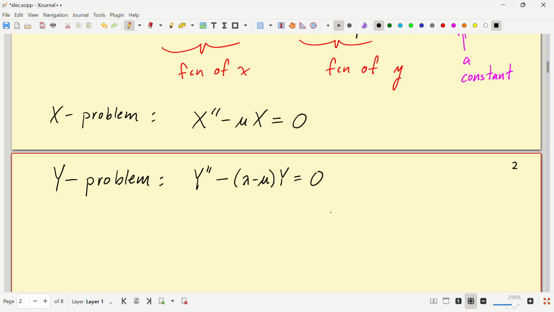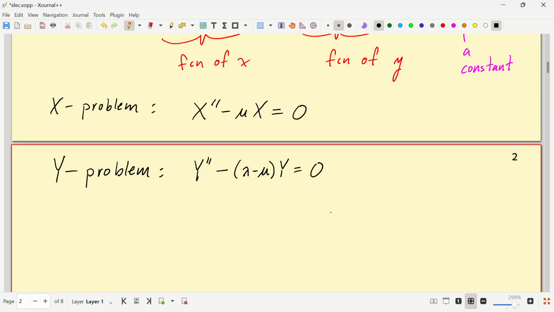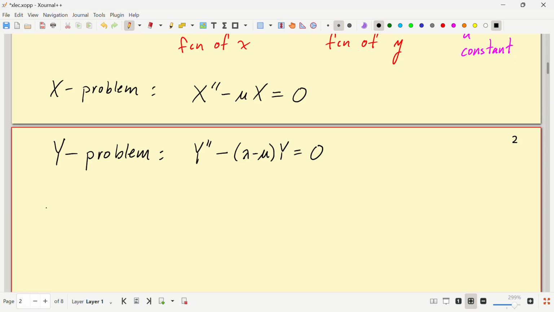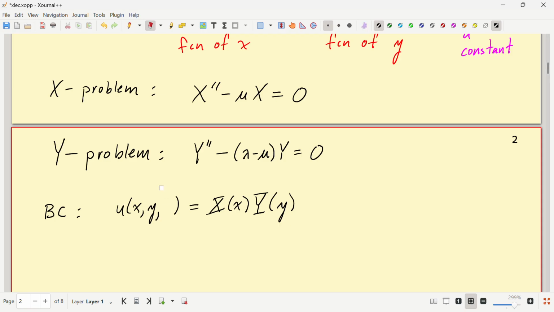And the boundary conditions, let's think about the BC. That's going to be u of x, y, t, that would be X of x times Y of y, at time equals 0. I'm sorry, for all time. What am I saying? Oh yeah, times T of t.